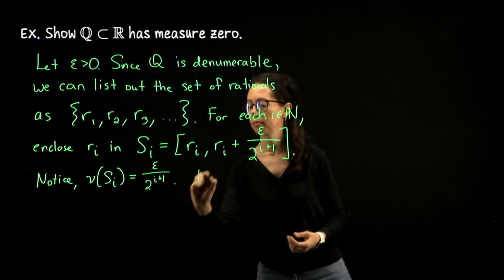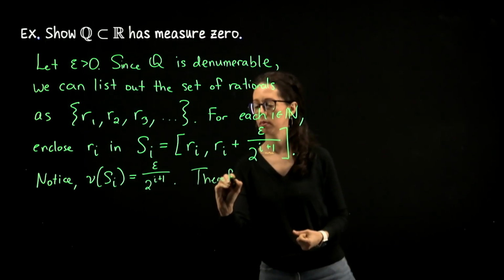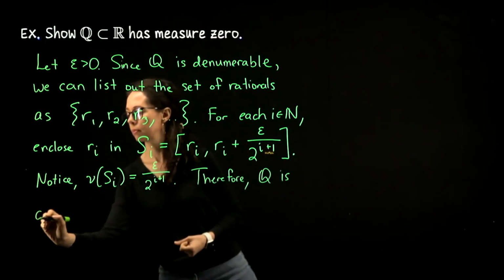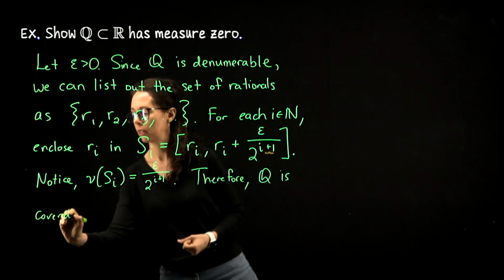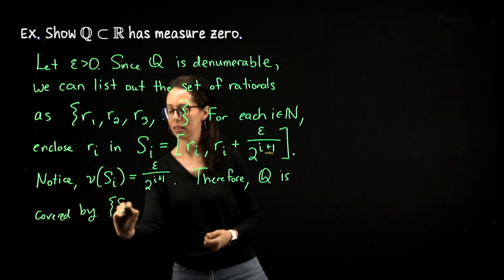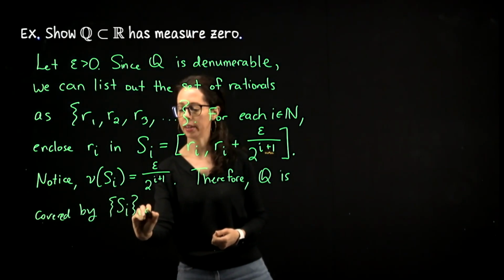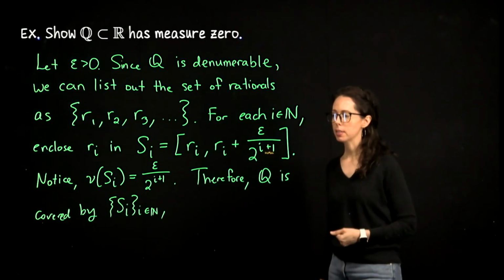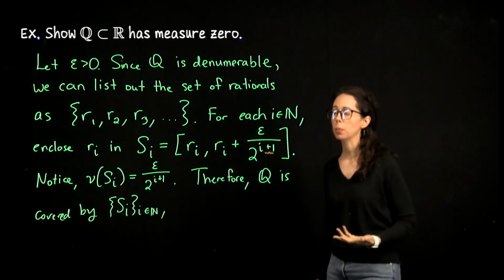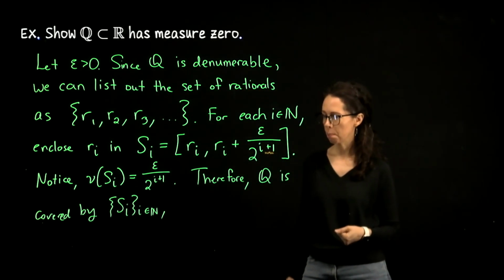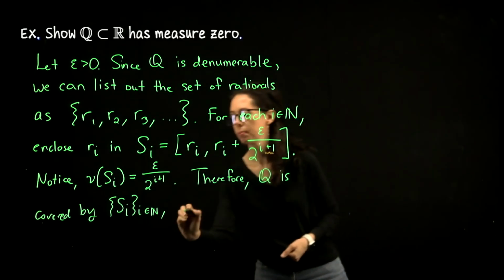Therefore, Q is covered by, let me say, this family, where here we need all of them. So this is an infinite covering, but that's okay. It's still countable because for each rational number, we get one of these and vice versa.